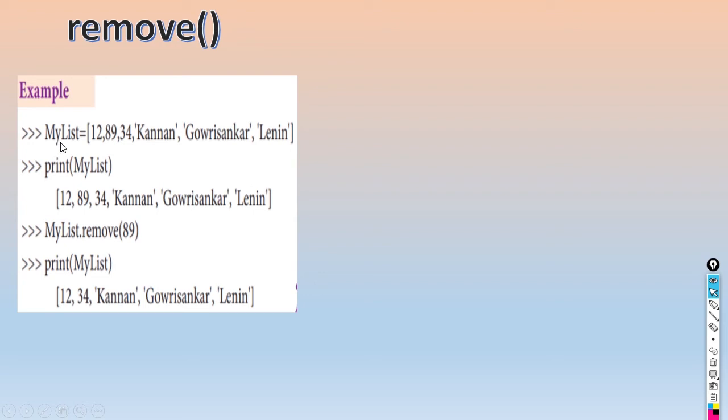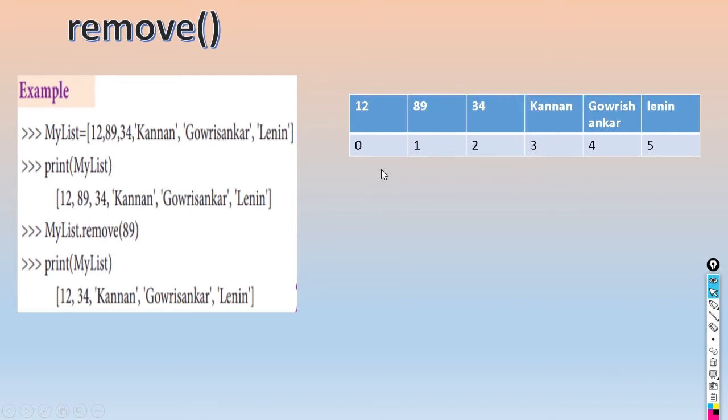First one is the remove function. In my list, I have given values, 3 integers and 3 strings. Totally 6 values are present. Print my list, so the entire list will be printed. I have specified the index 0 to 5. And next, my list dot remove of 89. That is, I want to delete which element? 89. Because when we are using the remove function, we have to specify the element, not the index. So 89 is to be deleted.